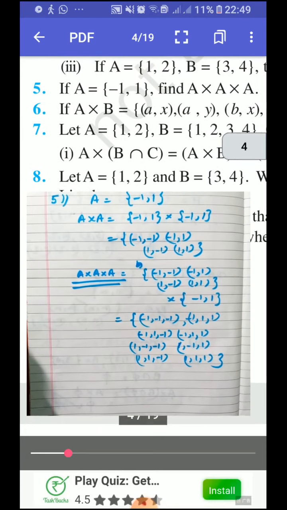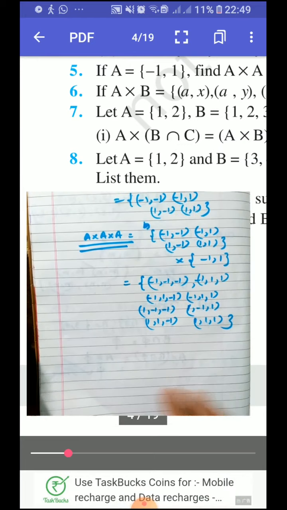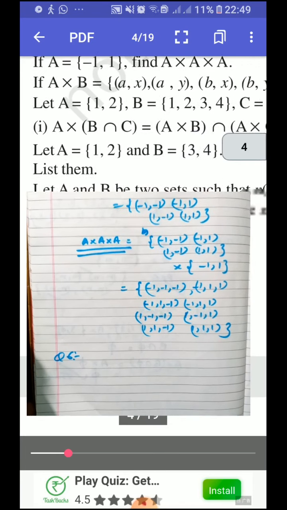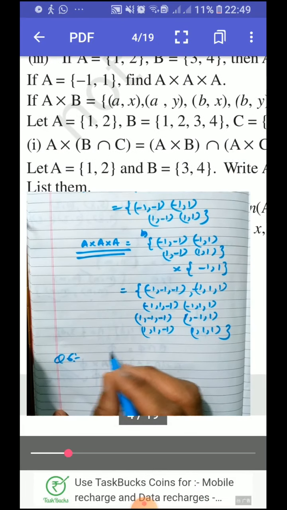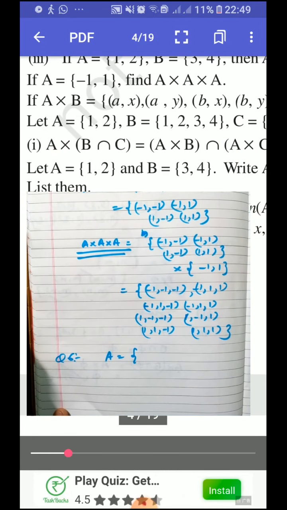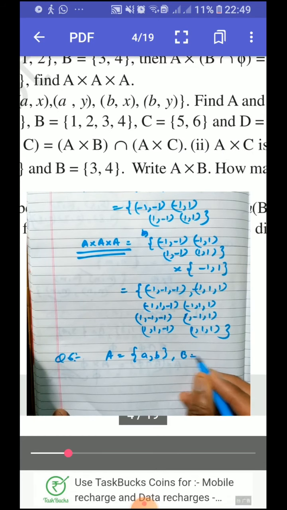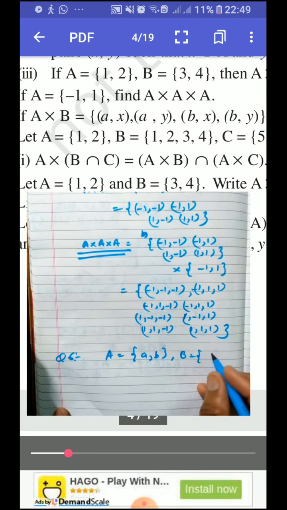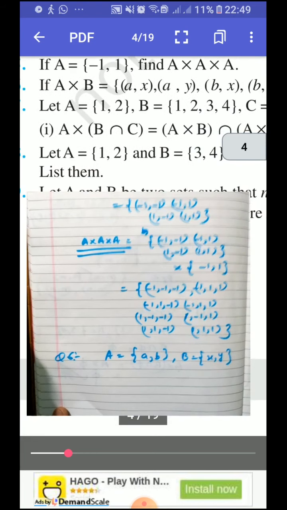Now the next question. In question number 6, we have been given A Cartesian B equal to this. Find A and B. My dear student, as we know, the first element of an ordered pair belongs to the first set and the second element belongs to the second set. Therefore, the elements of set A are the first elements of the given ordered pairs: a, a, and B equals the second elements: x, y. This is B.